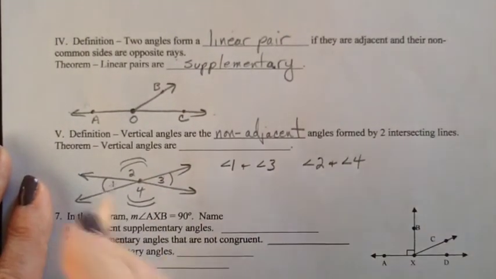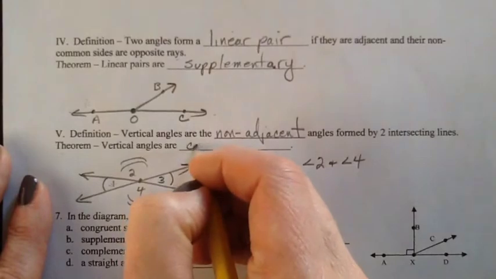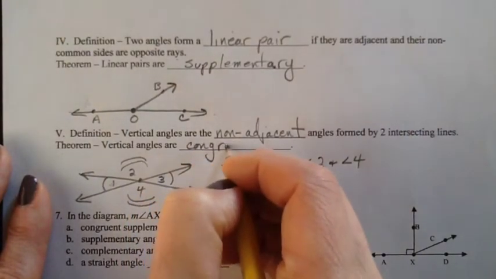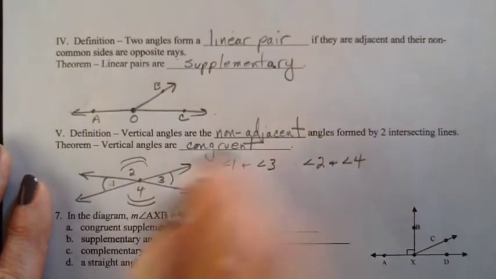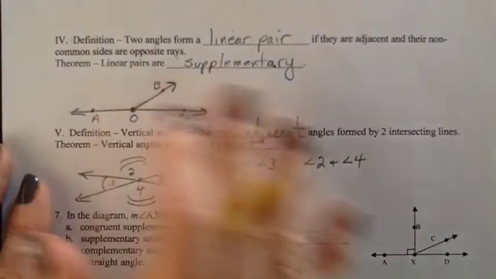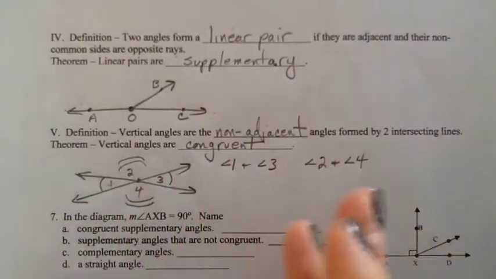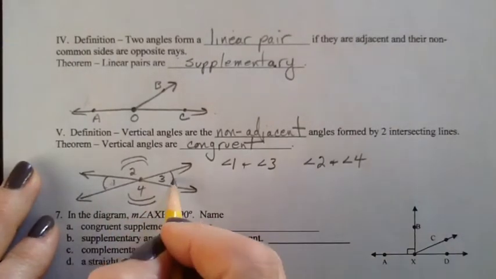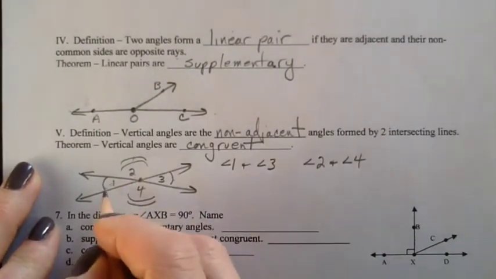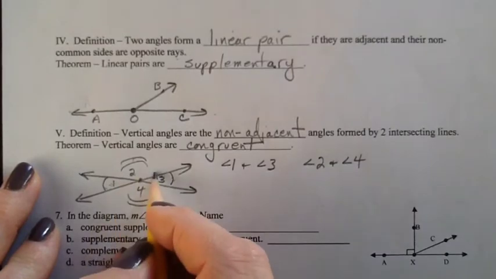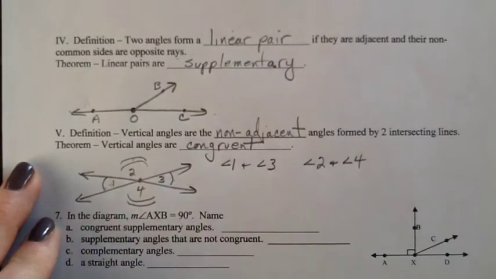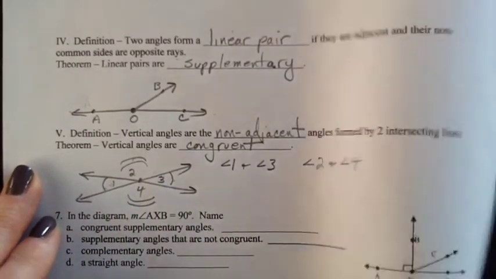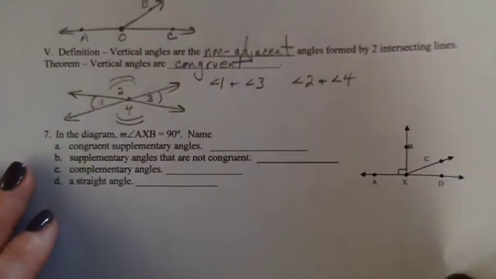Incredibly important theorem: vertical angles are congruent. The visual picture should prompt you in the right direction there. These are congruent, these are congruent. 1 and 2 are a linear pair, these are supplementary. So we have all kinds of things happening in that very simple picture of 2 intersecting lines.